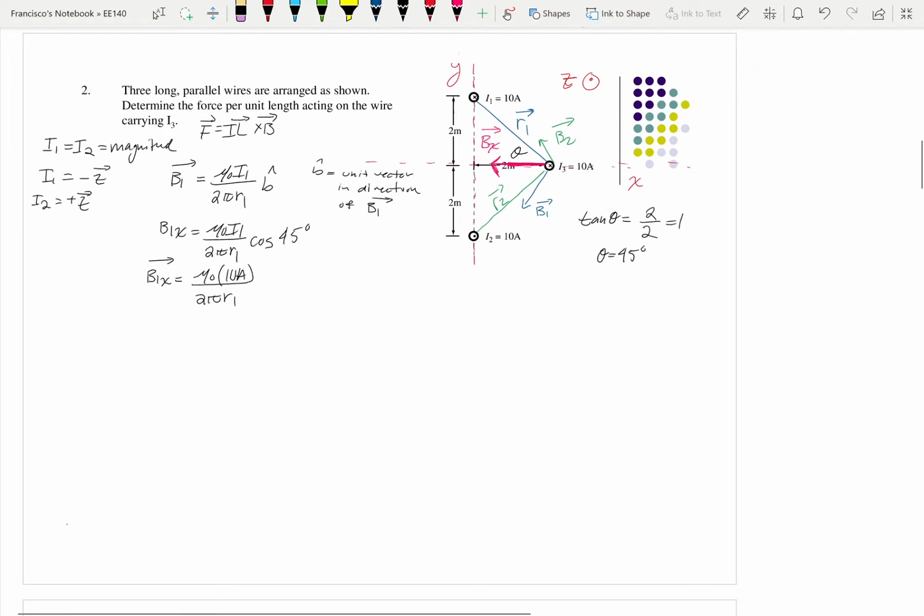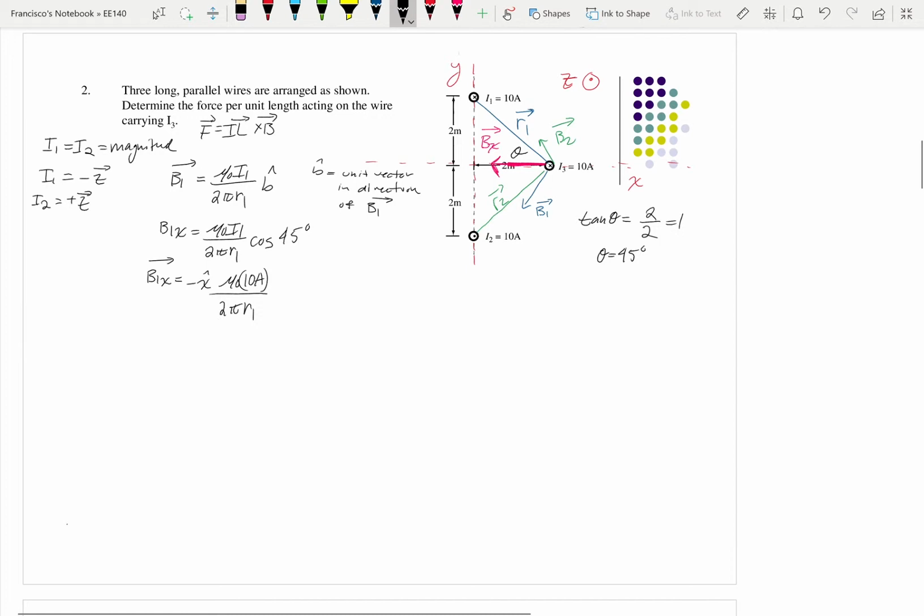So if I put the cosine 40 degrees here, therefore this equals negative x hat. Okay, let's do this part all over again. So now that we put the direction, it's going to be negative x hat mu I1, which is 10 amperes over 2 pi R1.